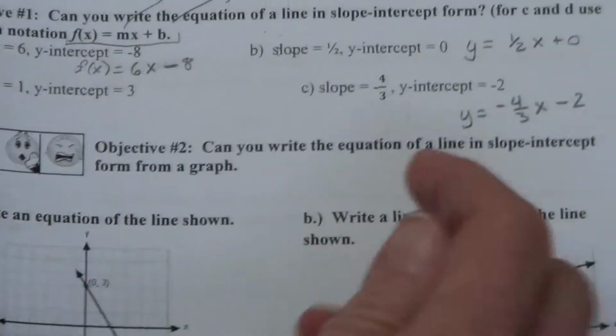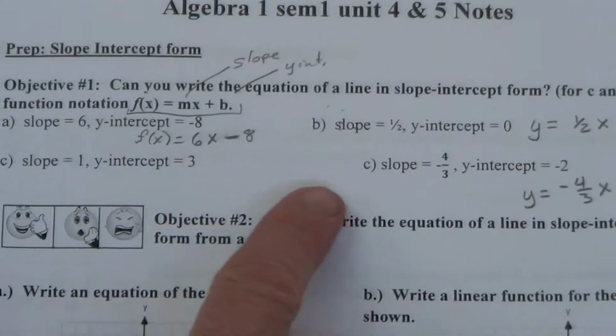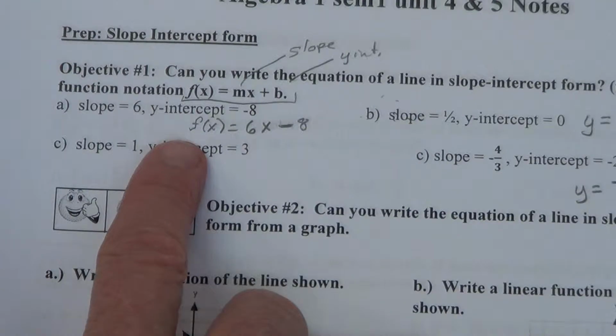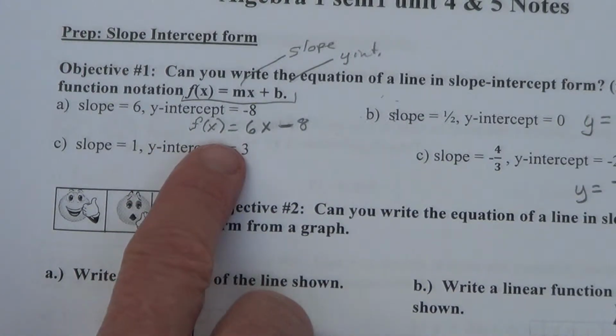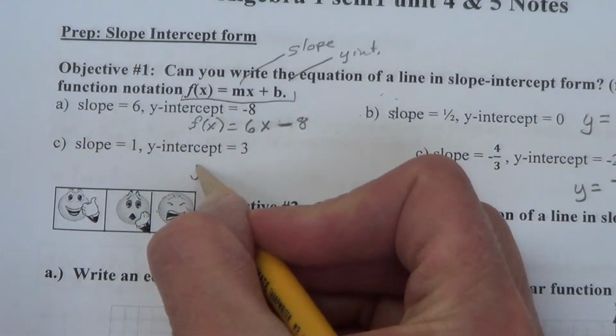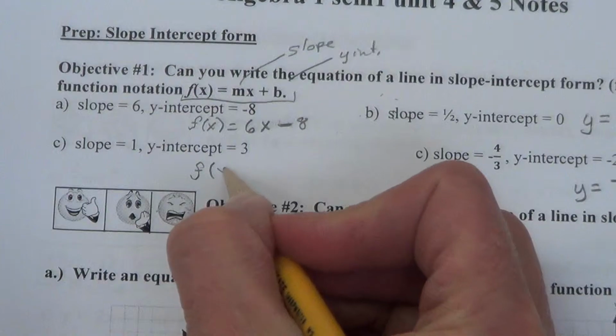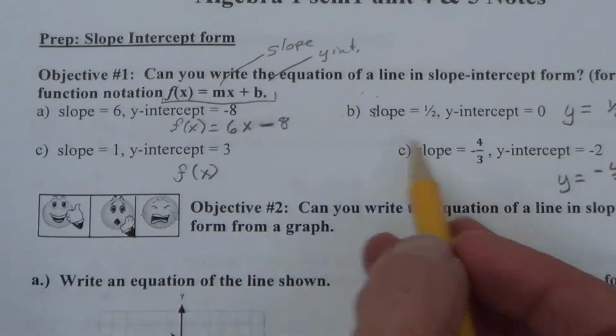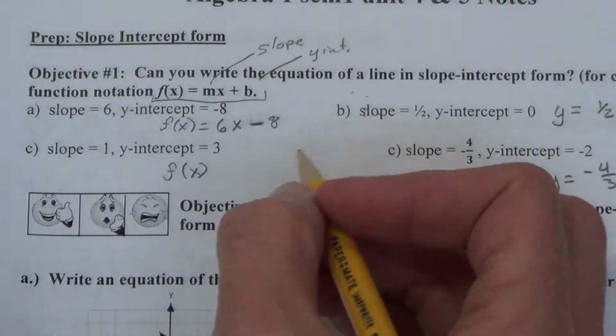Now you noticed on those two I put y. On this one I have f of x. F of x is just a more formalized name for y. It simply means the function of x, which y is a function of x. So here again I'll put f of x. It's like saying that I'm Mrs. Kane or my first name is Tammy. So it's the same kind of thing.